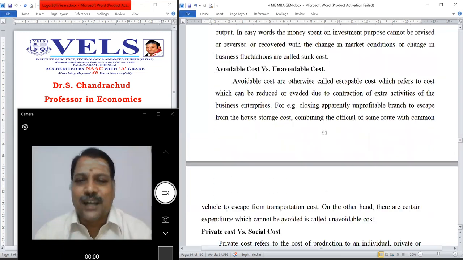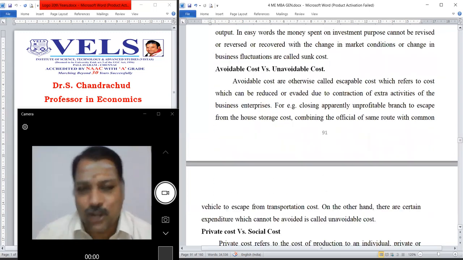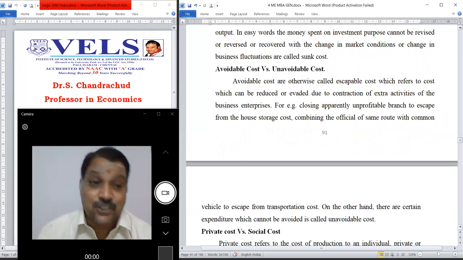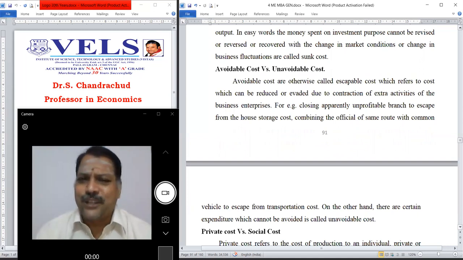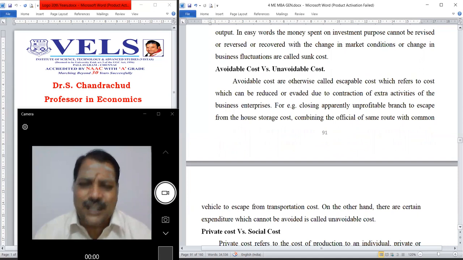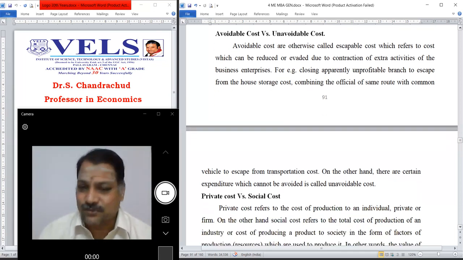Let us move to the next distinction: avoidable cost and unavoidable cost. Avoidable costs are otherwise called escapable costs, which refer to the costs which can be reduced or evaded due to contraction of extra activities of the business enterprise. For example, closing an apparently unprofitable branch to escape from the storage cost, or combining the offices of the same route for a common vehicle to escape from the transportation cost. On the other hand, there is certain expenditure which cannot be avoided. Those costs are called unavoidable costs.